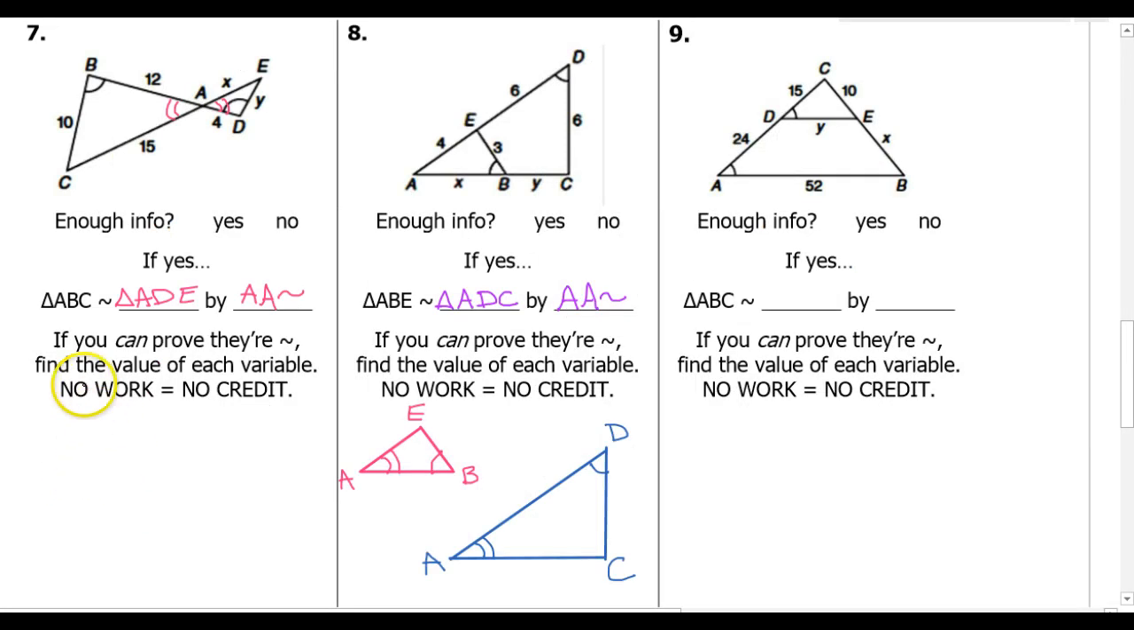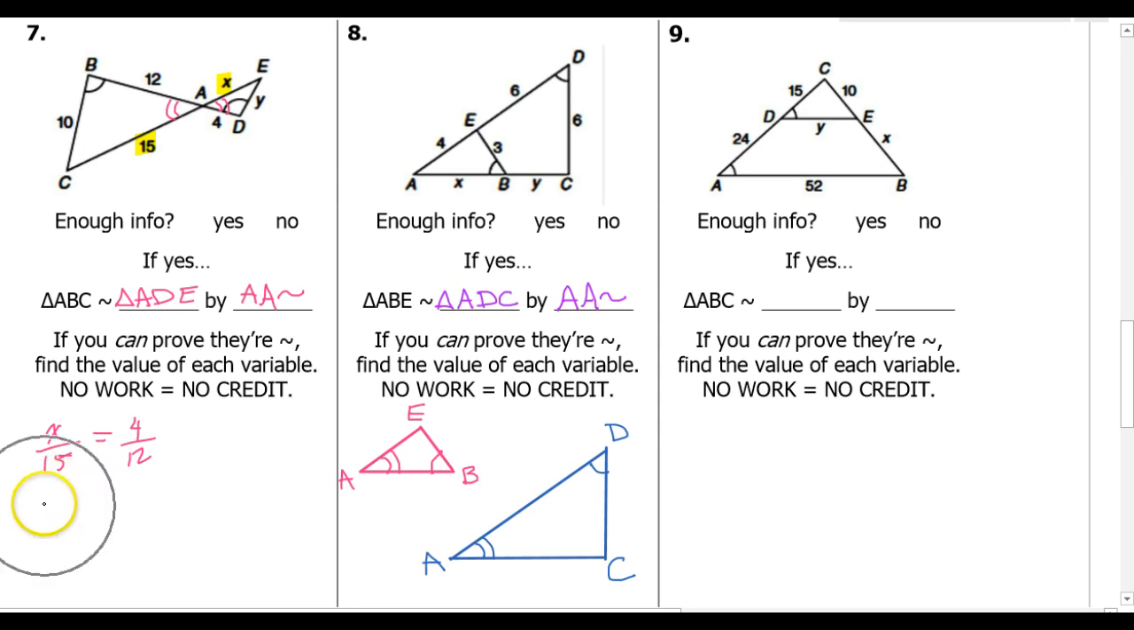Now, if you can prove that the triangles are similar, you're supposed to go ahead and find the values of each variable. So, for example, if I want to find x, x corresponds with the 15. So I can begin to write my equation by doing either x over 15 or 15 over x. All right, so for example, I could say x over 15 equals, and then the 4 and the 12 are corresponding. So I could do 4 over 12. And I could solve this.